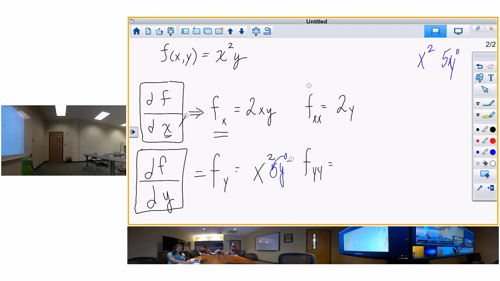0 y to the negative 1. What's 0 times y to the negative 1? 0. What's 0 times x squared? There's no way you're not going to get a 0 here.